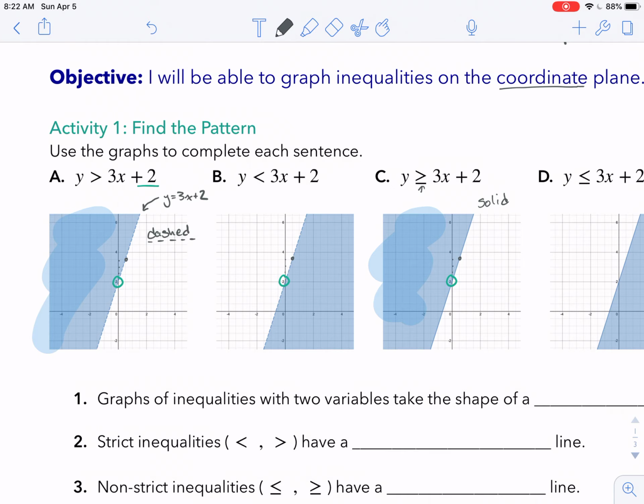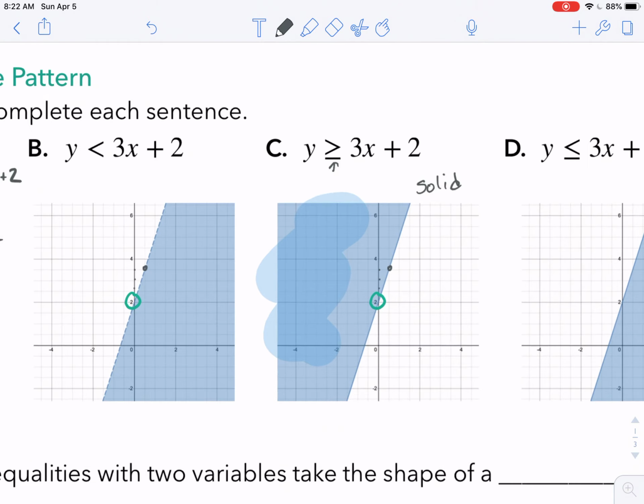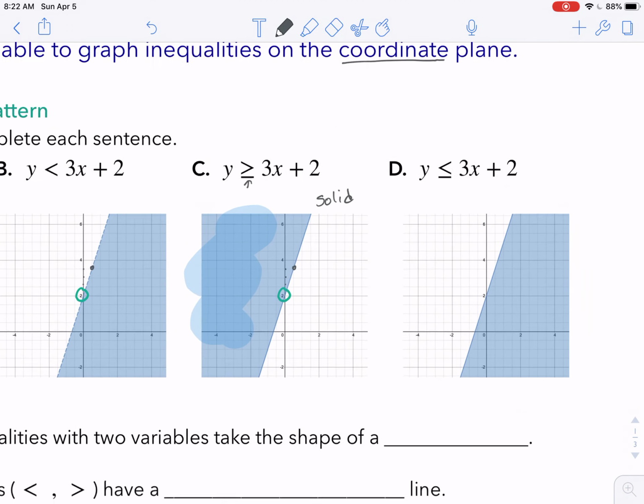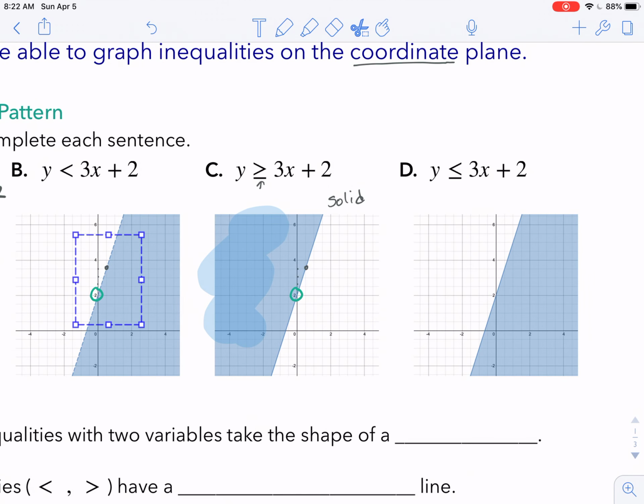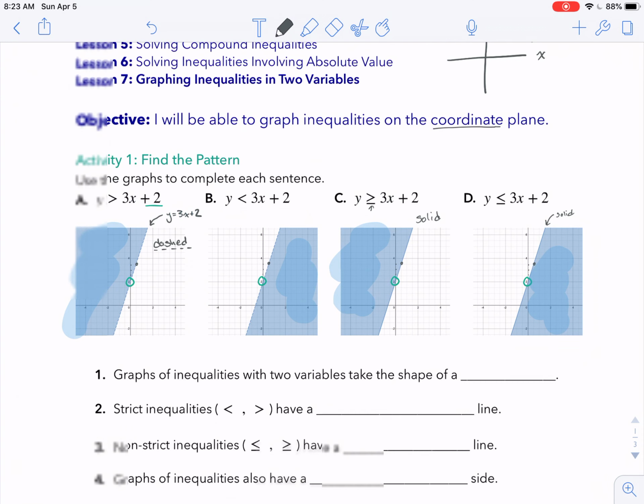So we would expect our last graph to be very similar to our second one, and it is. It's got that same y-intercept, it's got the same slope, it's got a line at y equals 3x plus 2, it's shaded at the same half, but the only difference is we have another solid line again. So there must be something important with where our line is, whether it's dashed or whether it's solid, and on what side we have the shading.